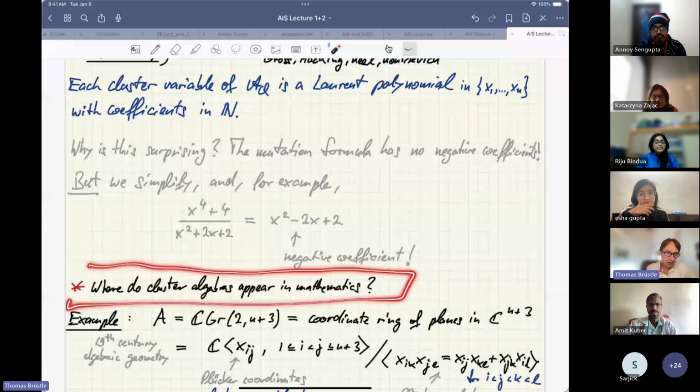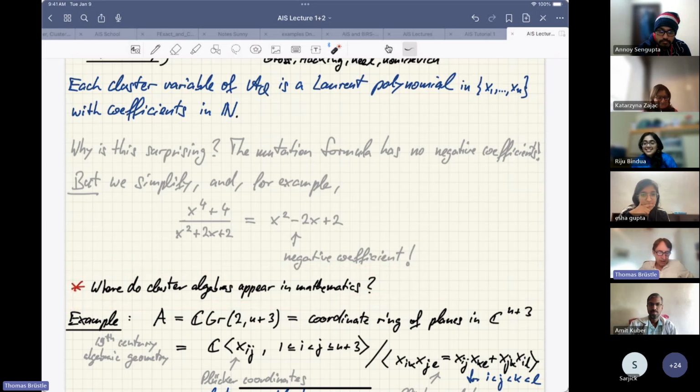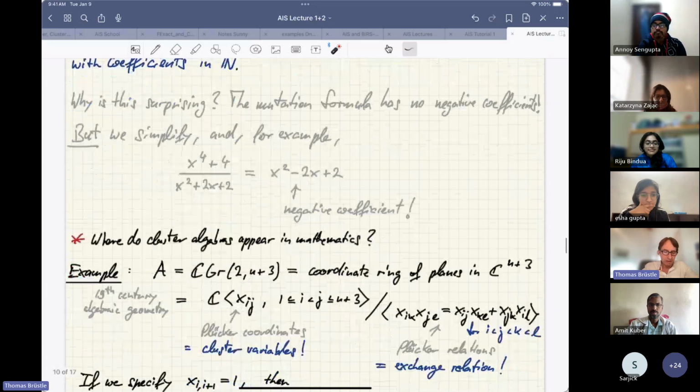Do cluster algebras appear in nature? Of course, this is too much to ask. Do they appear somewhere in mathematics? Yeah. And I just would like to mention one particular example.